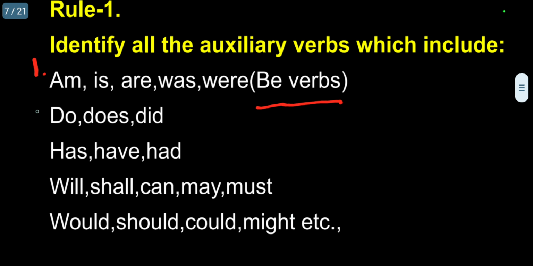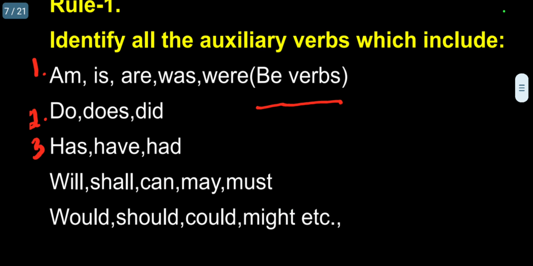Type 2, I can say do, does, did. Do, that is present tense, does, present tense, did, past tense. Do is normally used for plural nouns and pronouns, does for singular nouns and singular pronouns: he, she, it. The third type is has, have, had. Has is the singular verb we have to use. For plural, we have to use have. The past tense is had.